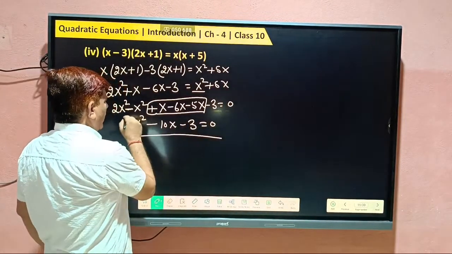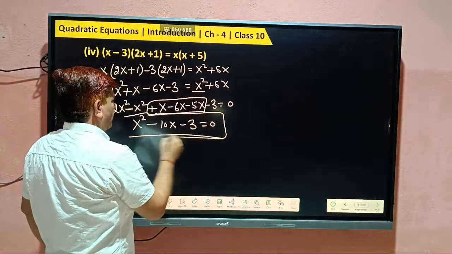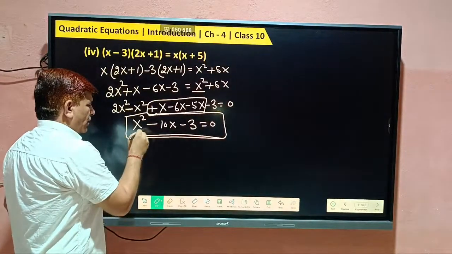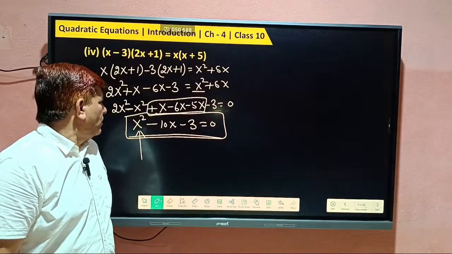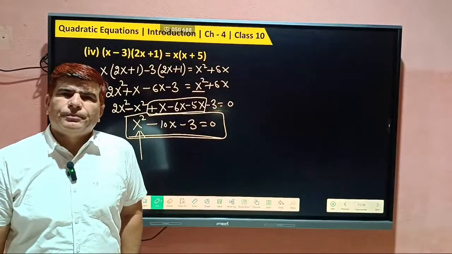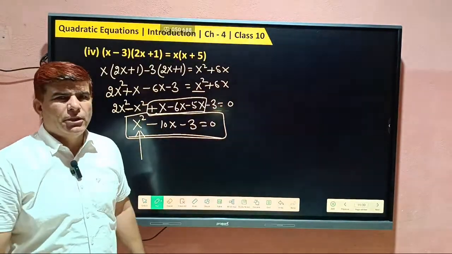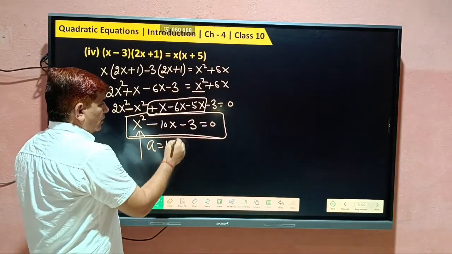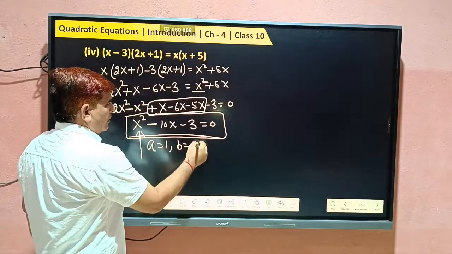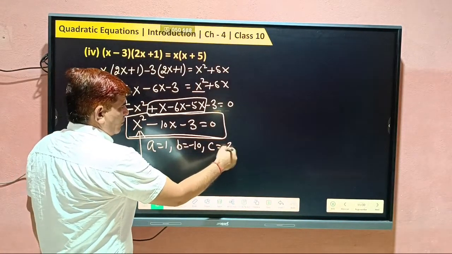So easily you can tell the highest power of the variable. What's the highest power of the variable? 2. So what type of equation is this? A quadratic equation. If you compare this with the standard form, a = 1, b = −10 and c = −3.